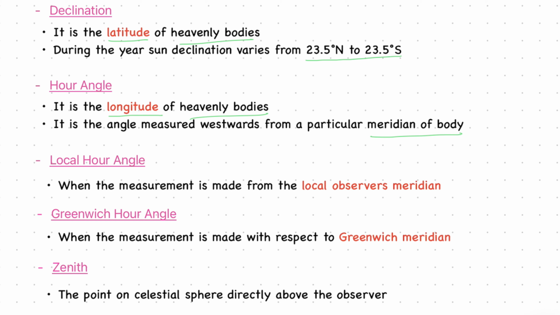The concept of latitude and longitude, I'll teach you in our next video. The next video is about our Earth. Local R angle is when the measurement is made from the local observer's meridian. Greenwich R angle is when the measurement is made with respect to the Greenwich meridian. And zenith is the point on the celestial sphere directly above the observer.